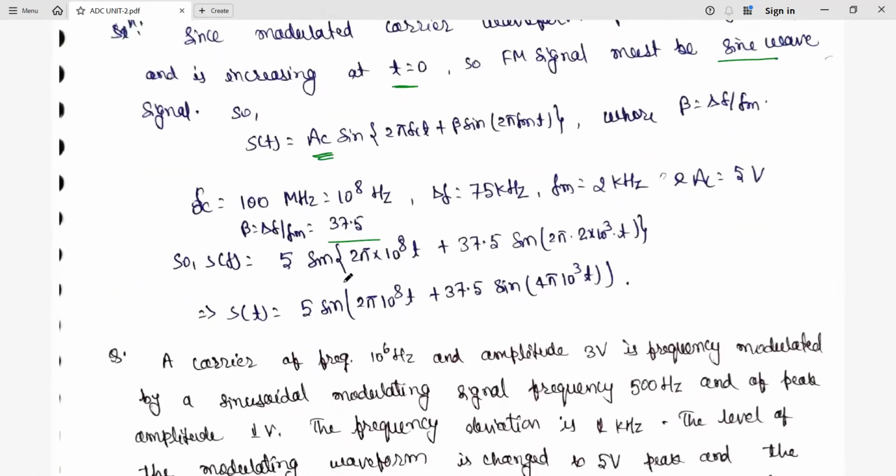So finally, for the modulated wave, we substitute all the values. Ac is given as 5, so we have substituted it here. fc is given as 10 to the power 8, that we have substituted. Beta we calculated as 37.5, and here fm is given, 2 kilohertz. 2 kilohertz is how much? 2 into 10 to the power 3. So all those values we have to substitute, and later we can simplify, and that is the modulated wave.